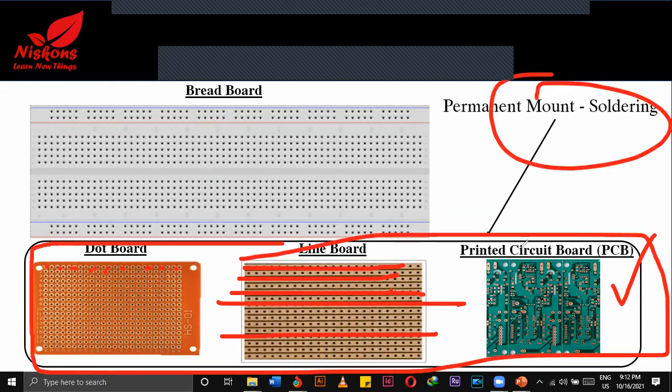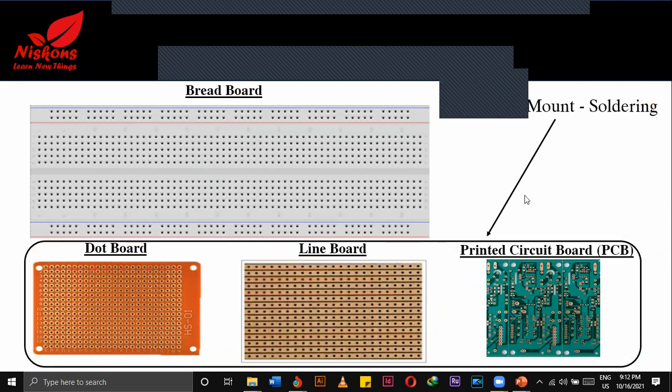These are called permanent mounting boards. We have to solder our electronic components onto them in order to obtain the benefit from them. But we don't get involved in soldering practice, and we don't use these kinds of boards. We only use this particular breadboard, right?